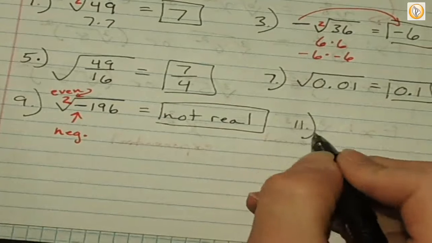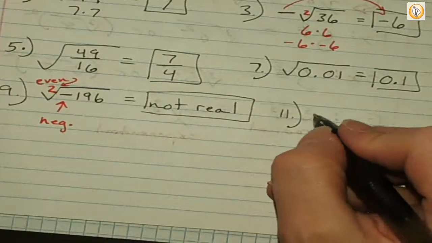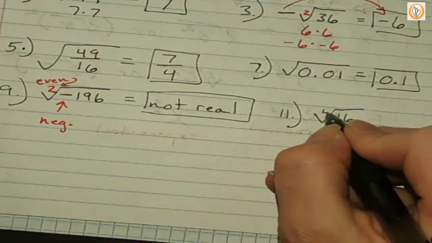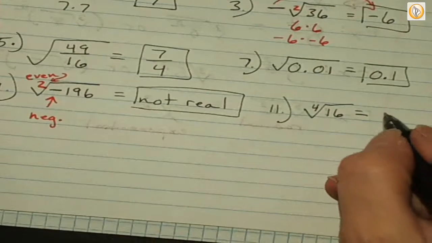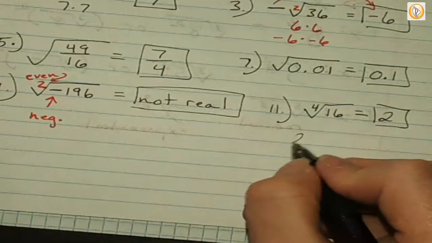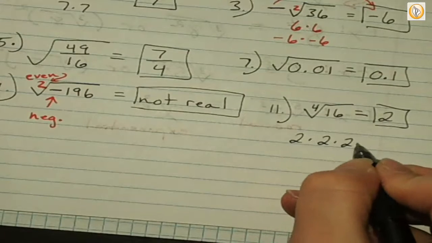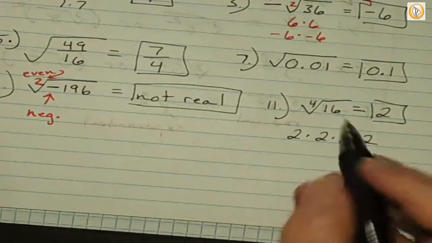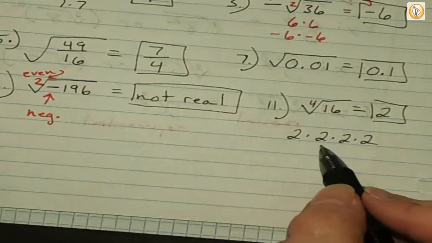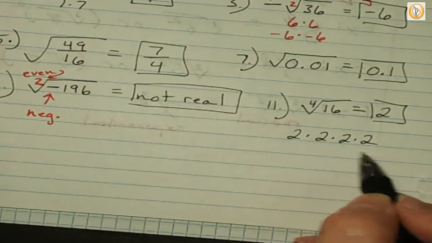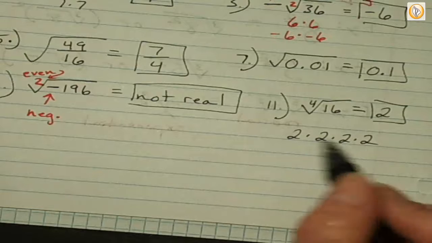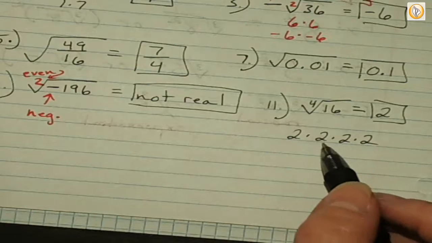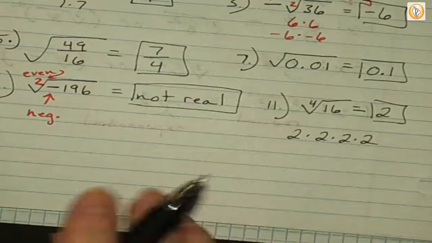Number 11. It is 2. Because 2 times 2 times 2 times 2 is 16. 2 times 2 is 4. 4 times 2 is 8. 8 times 2 is 16. So can you check yourself on these? Absolutely, you can.